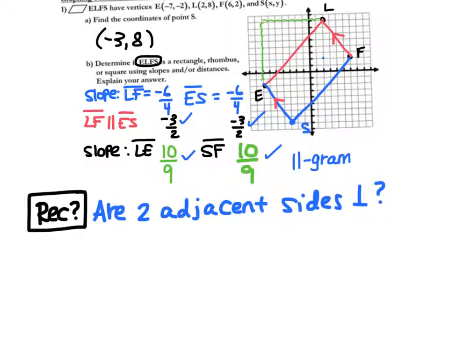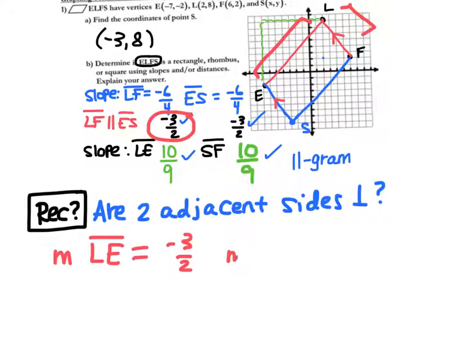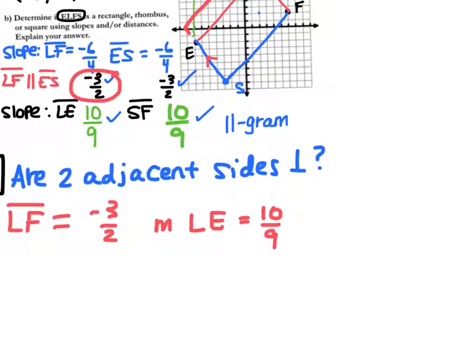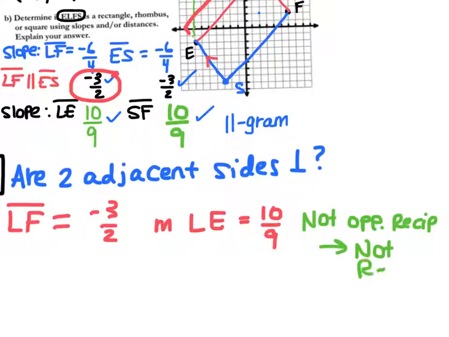Well, I already did the work for this. That's the best part about this, you guys. Let's see. For example, LF, this segment, is right next to LE, this segment. Let's compare their slopes. The slope of LE, I'm sorry, that was LF. All right, slope of LF was negative 3 over 2. Slope of LE, there we go, is 10 over 9. Are these opposite reciprocals? The answer is no. So they're not opposite reciprocals, which means that this is not a right angle. So since it's not a right angle, it's not a rectangle.